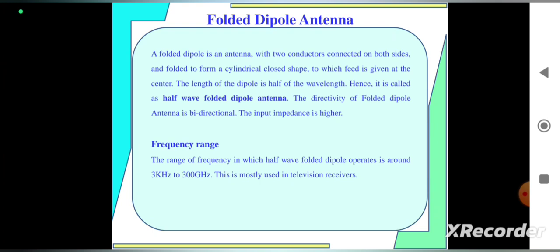Then the directivity of the folded dipole antenna is bidirectional. Directivity means radiation pattern. The radiation pattern, beam width and gain should be high, and only then the antenna will be perfectly matched. So the antenna radiation pattern should be bidirectional. Then the input impedance is also higher. Next, in general, the frequency range of the folded dipole antenna is 3 kHz to 300 GHz. This is mostly used in television receivers.